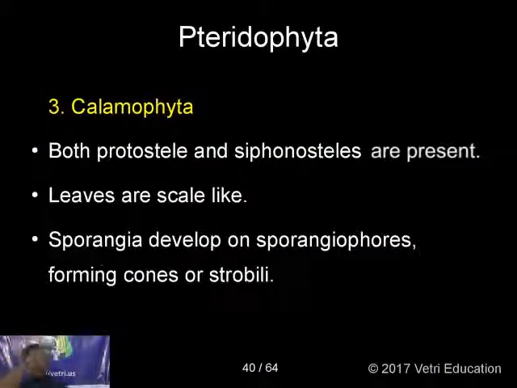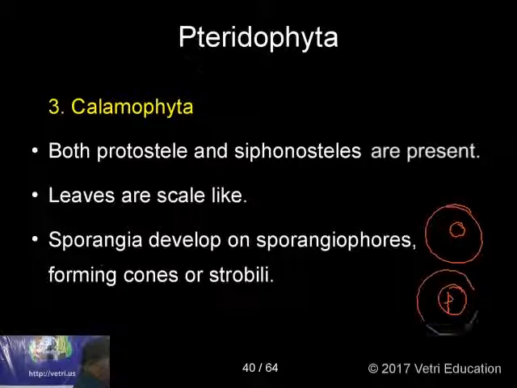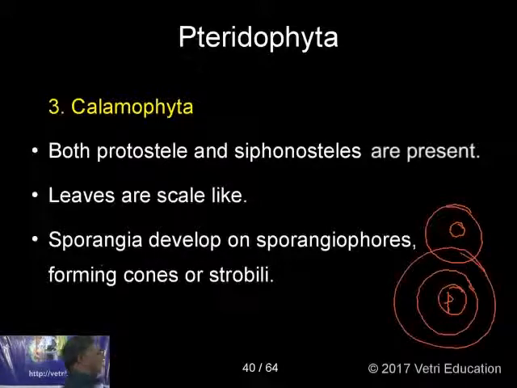Both protostele and siphonostele are present here. Another new term here, I told you already the first time, it is a protostele. Central xylem surrounded by phloem is a protostele. Whereas the siphonostele is when the pith is found in the center, and around this you can find xylem and phloem. This is called a siphonostele. Siphon means just like a tube, where the pith is there in the center, it looks like a tube. Detail I will tell you later.